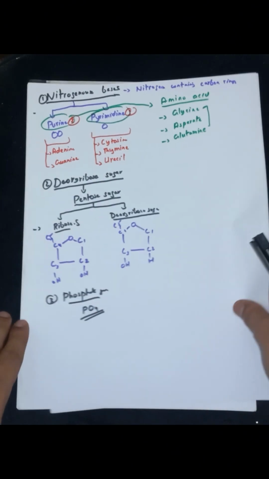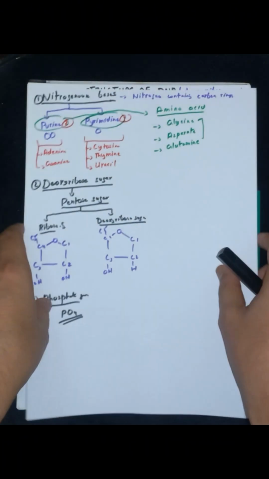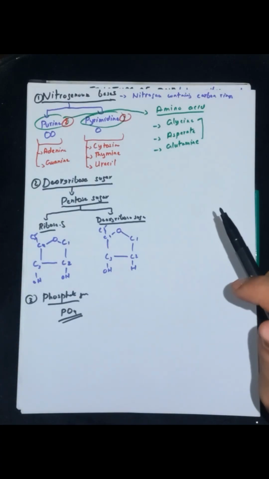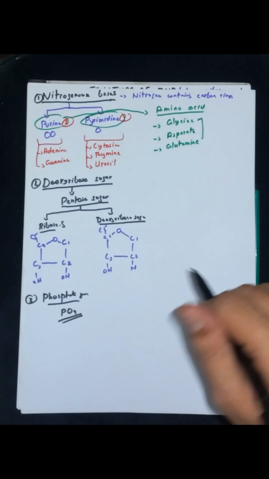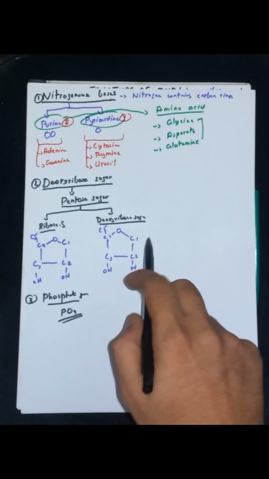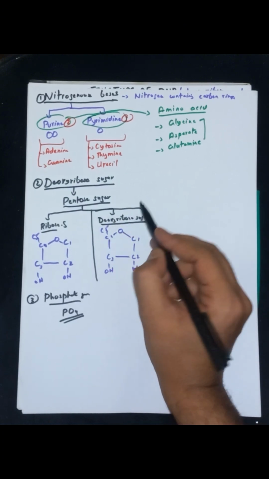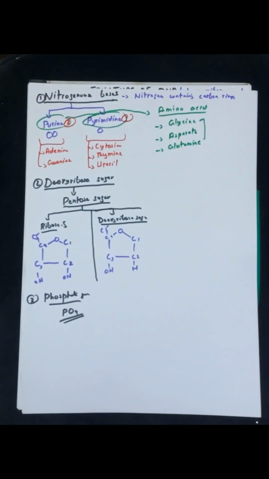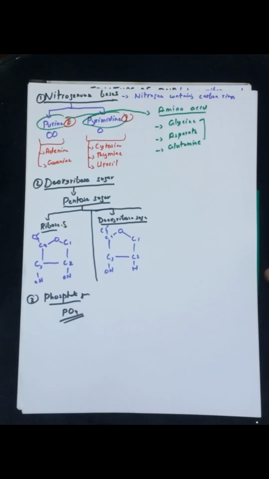Now let's look at it here again. DNA is made up of nitrogen bases, deoxyribose sugar, and phosphate. Now these three should be combined. Okay, only then our DNA will be formed. So see how it is forming. This is our deoxyribose sugar. This deoxyribose sugar has to combine with the nitrogenous base. When it combines with the nitrogenous base, then our DNA formation will start.